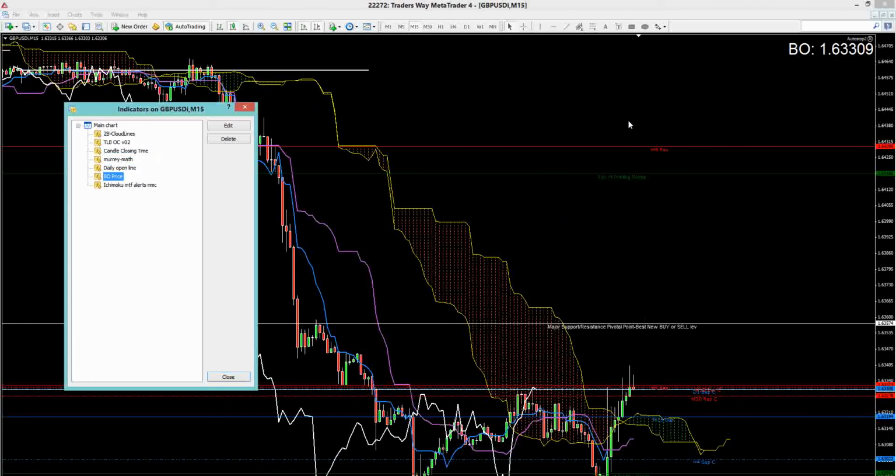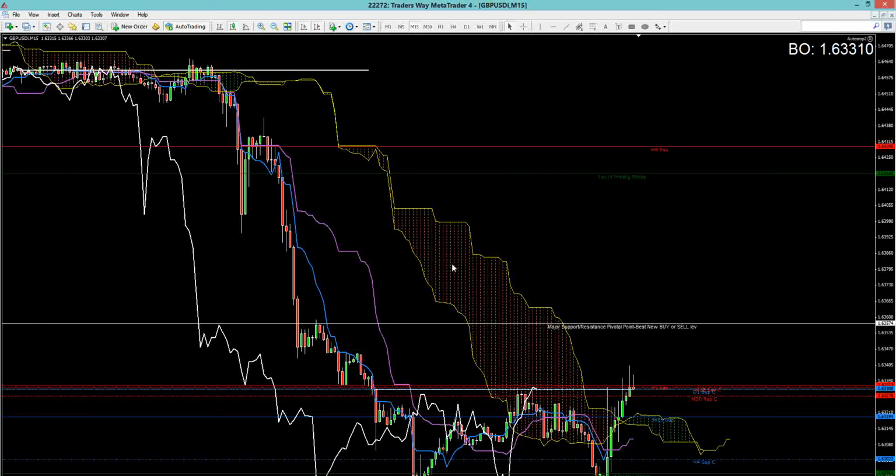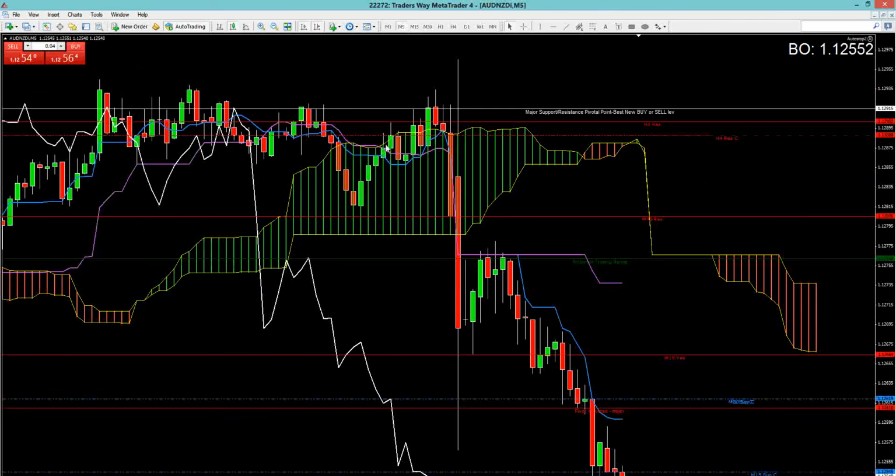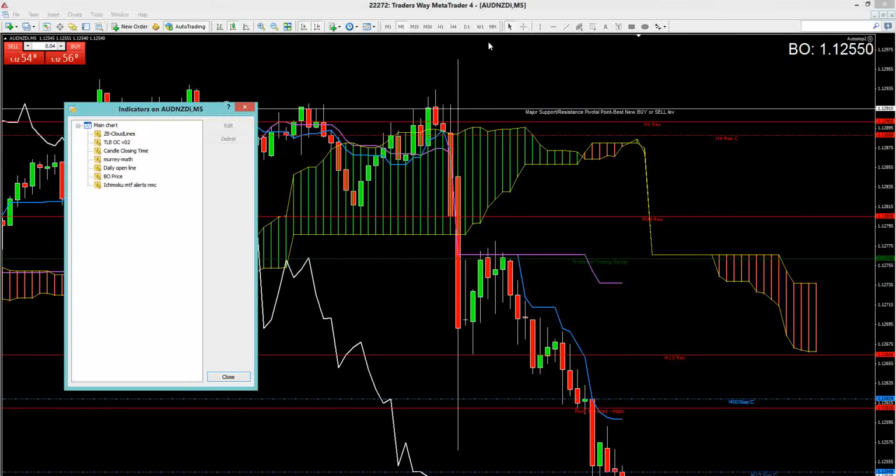BO price is the ask plus the bid divided by 2. I use that to match up to my broker, and it should match better than your standard MT4 price. If you want to see why I use that, let's take a look at AUD NZD. Let me remove a bunch of stuff off here so we can see exactly what I'm talking about.